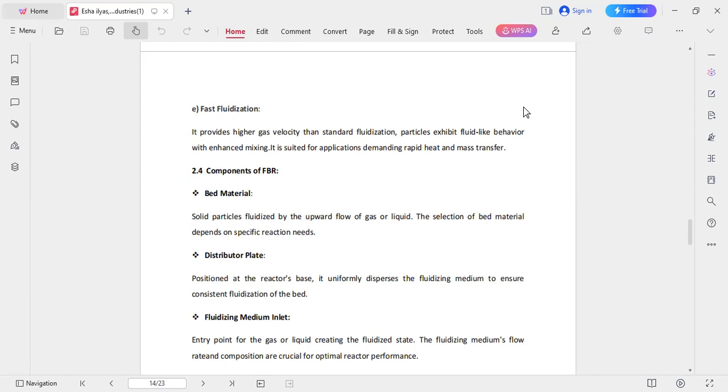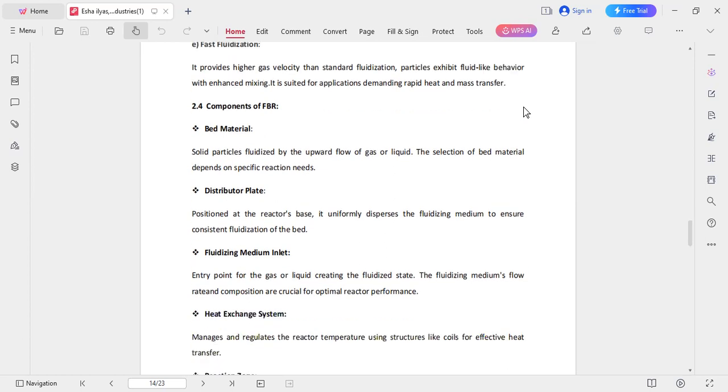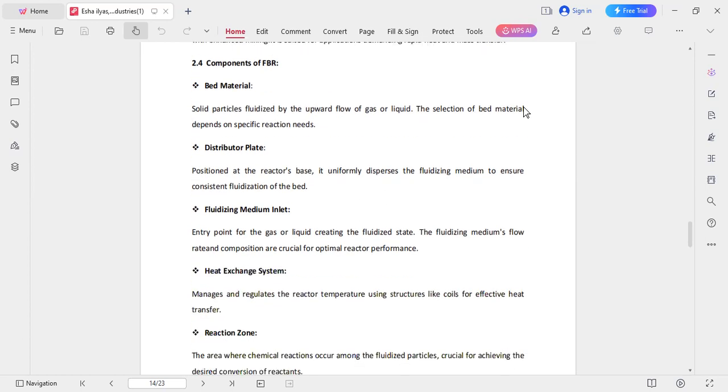Now we will see the components of fluidized bed reactors. Number one, bed material. Solid particles fluidize by the upward flow of gas or liquid. The selection of bed material depends upon specific reaction needs. Number two, distributor plate. Positioned at the reactor base, it uniformly disperses the fluidizing medium to ensure consistent fluidization of the bed.